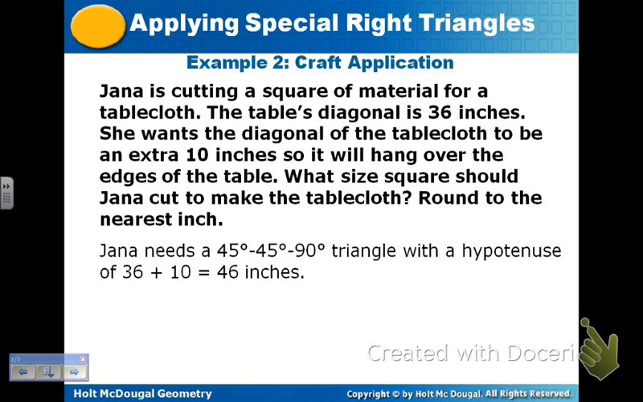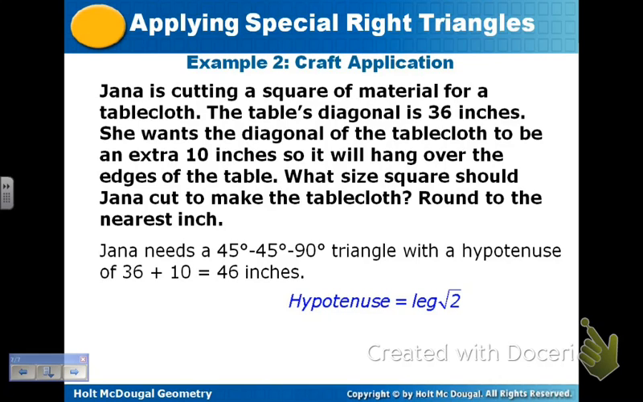All right, so what Jana needs is a 45, 45, 90 triangle with a hypotenuse of 36 plus 10 inches. Because if you think about this, the diagonal of the square tablecloth is the hypotenuse of the two triangles that are formed.